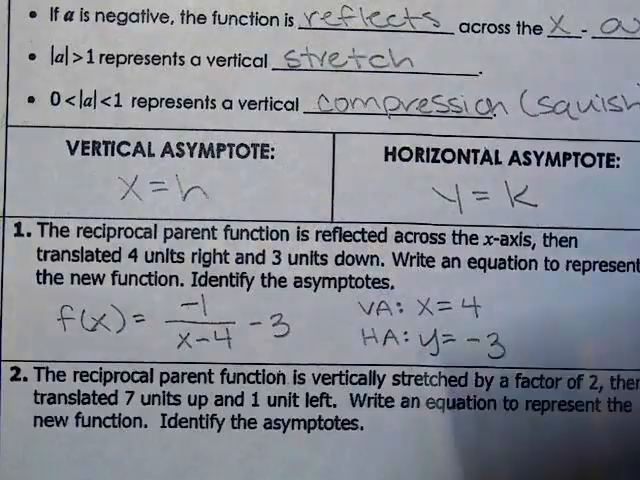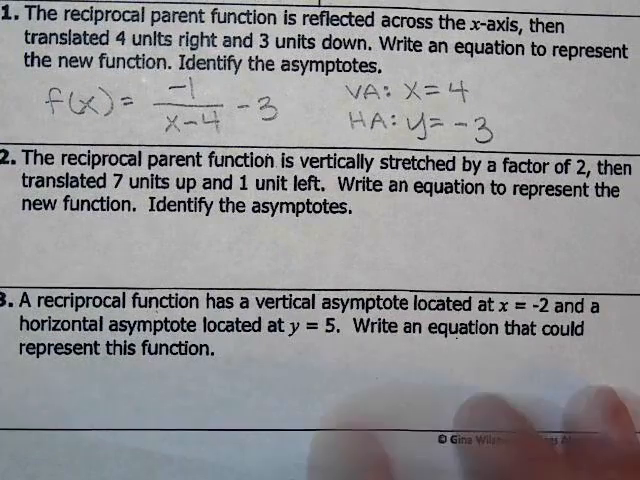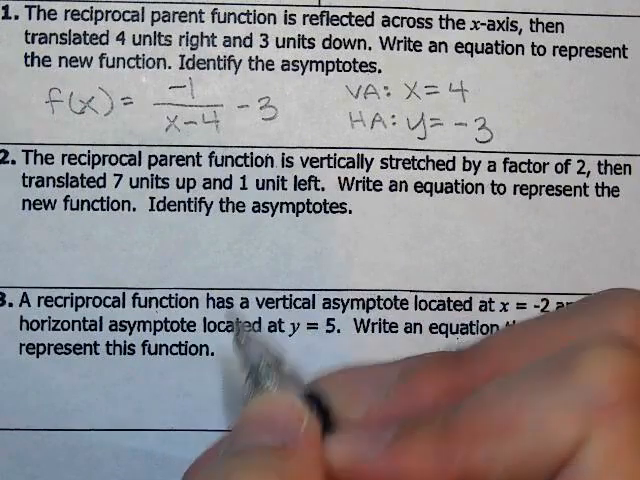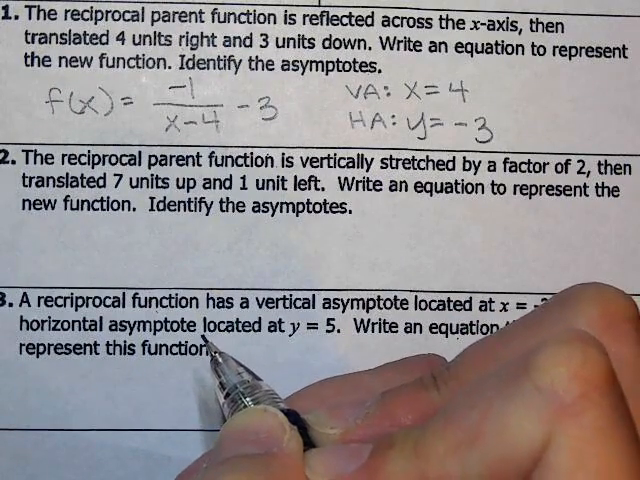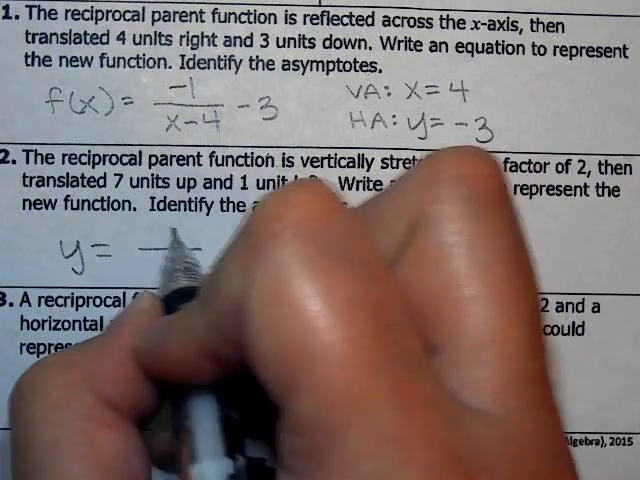Do you guys want to do f of x, g of x, y? What do you guys want to do for number 2? Y. Okay, all right, we'll make it a reciprocal function, vertically stretched by a factor of 2, translated 7 units up and 1 unit left. So what should we put on top if it's vertically stretched by a factor of 2? We should put a 2 on the top. So instead of a 1, we're going to put a 2 up there because 1 is normal, and it's not normal, it's vertically stretched by 2.